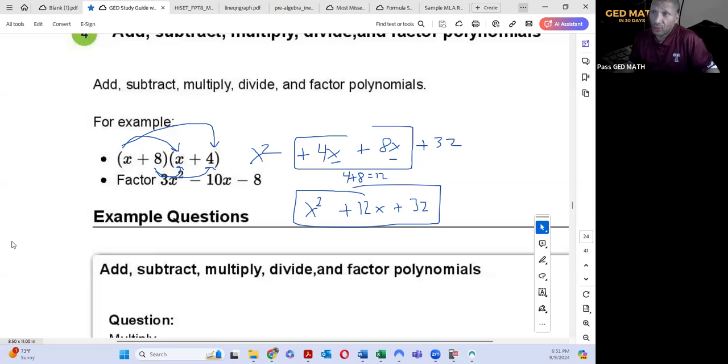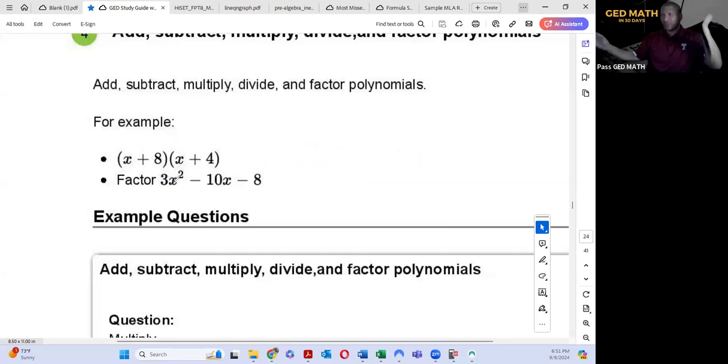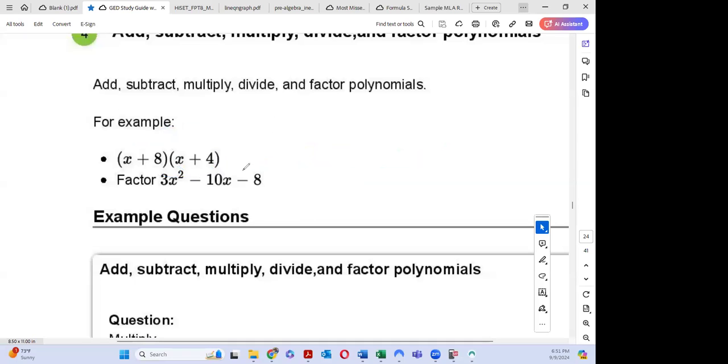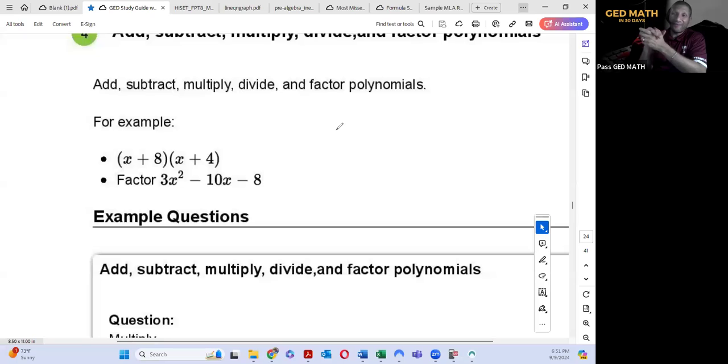Again, multiplying binomials. Now, that second example, they're saying factor. Oh, Mr. Tizzy, that's what you mean, factor. What they're going to do is they'll say factor 3x squared minus 10x minus 8, right? But what they'll do is they'll have the answers.